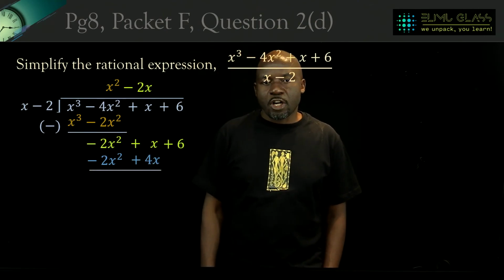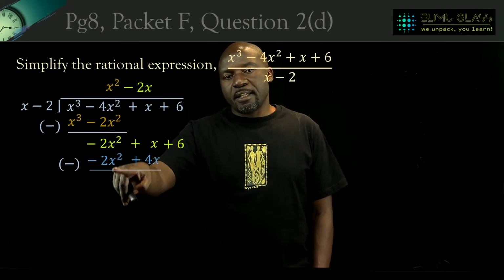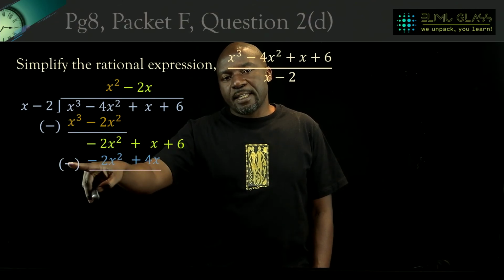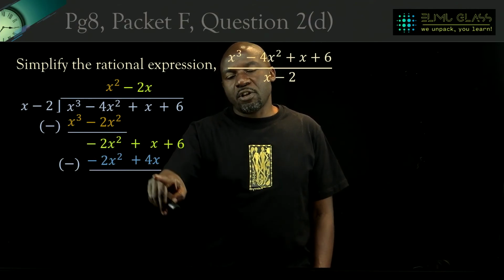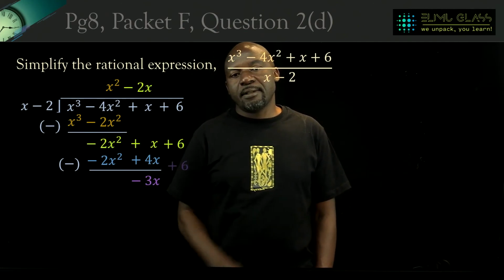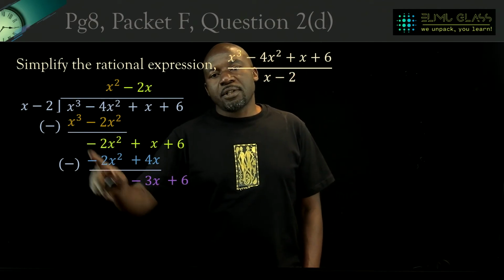Once again, I subtract like that. This minus that is 0. x minus 4x is going to be -3x. And now I bring down my 6 like that. Okay, we repeat the process.